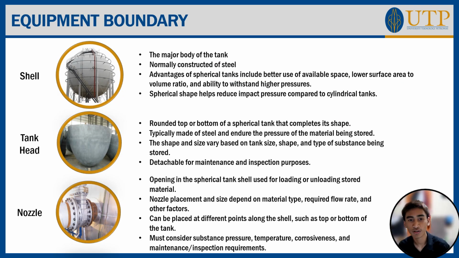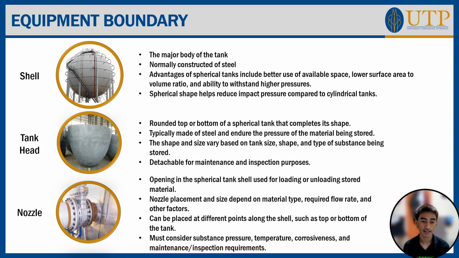Now, let's move on to the equipment boundary. In this project, there are 5 equipment boundaries that are listed. The first is the shell. The shell is the major body of the tank and it is normally constructed out of steel. The advantages of spherical tanks include better use of available space, lower surface area to volume ratio, and ability to withstand higher pressure. The spherical shape also helps reduce impact pressure compared to cylindrical tanks.